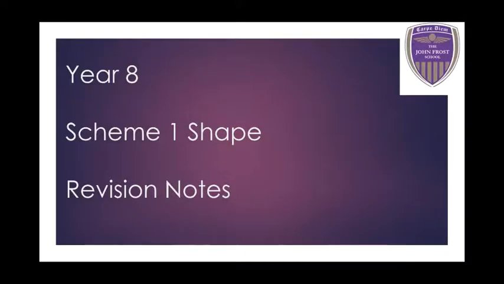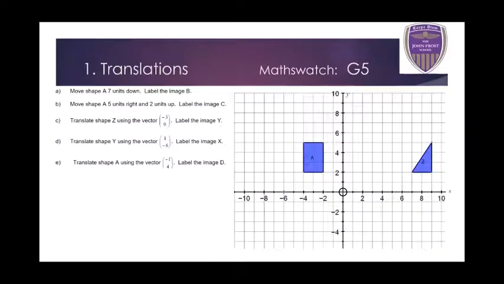Okay, so let's jump right in. So first up is translations, okay? So the first two questions are going to be translating shapes following basic instructions, and then for parts C, D, and E, we're going to be using column vectors, okay?